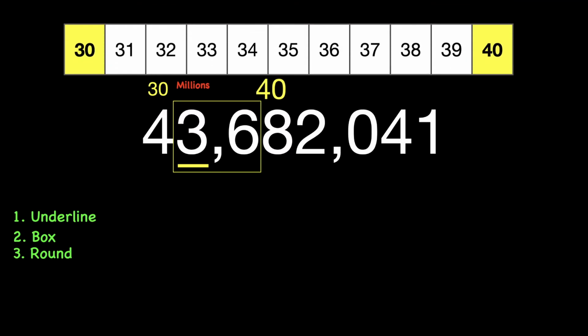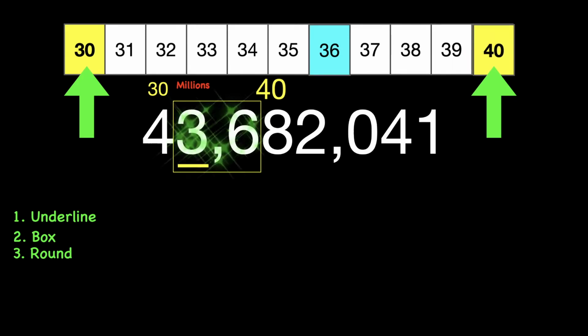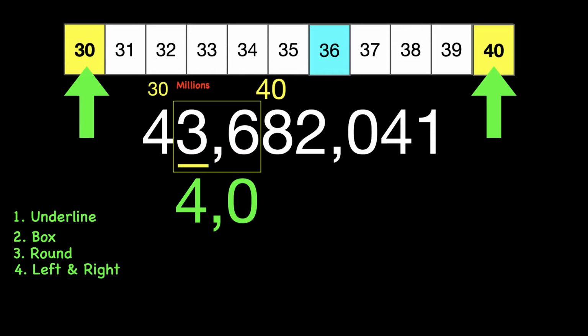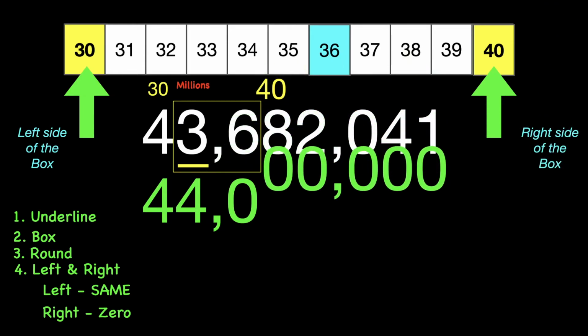Now let me show you that on a number line also. We could find 36. Notice it's in between the 30 on the left side and the 40 on the right, but it's closer to the 40. In other words, it rounds to the 40. Then our last step is we have rules for left and right. The left, meaning the left of that box with the 36 in it, any digit stays exactly the same. So we keep that 4. Then for the right of that box, the digits all turn into zeros.